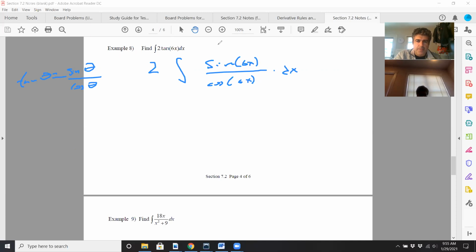Now this is a little bit dicey. What you're going to do is let u equal cos 6x. How did I know that? Why not let u equal 6x? Why not let u equal sine 6x? Why did I let u equal cosine 6x? Well, first off, if you let u equal 6x, that gets us nowhere. Then you've got sine u over cos u. I have no idea what to do with that.